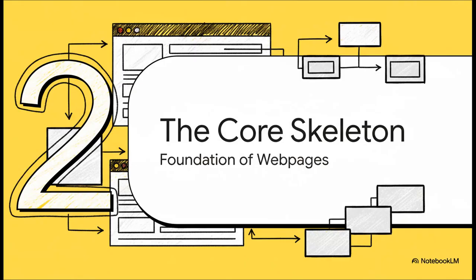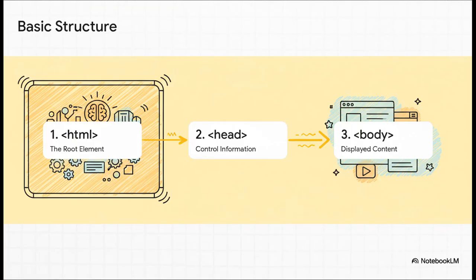Okay, so here's something cool. Every single web page, I don't care how simple or how insanely complicated, is built on the exact same three-part skeleton. Getting this is key. It all starts with the HTML tag. That's the root. It wraps the whole document. And inside of that, you have two main kids, the head and the body. The easiest way to think about it is that the head is kind of like the brains of the operation, and the body, well, that's everything you can actually see.